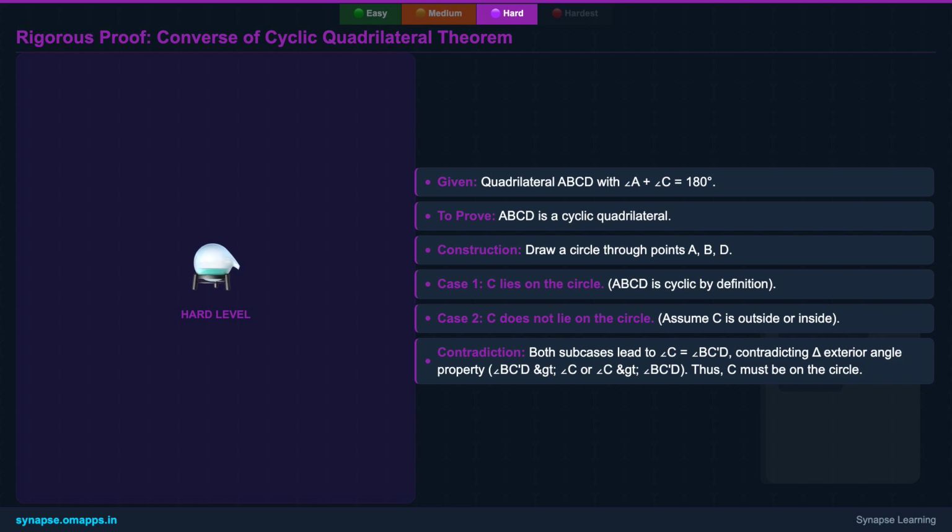The more interesting case is when C does not lie on the circle. We then explore two subcases, C being outside the circle or C being inside the circle. In both subcases, by extending lines and using the property of cyclic quadrilaterals, that opposite angles sum to 180 degrees, along with the exterior angle property of a triangle, we arrive at a logical contradiction. This contradiction means our initial assumption that C is not on the circle must be false. Therefore, C must lie on the circle, proving that ABCD is indeed a cyclic quadrilateral.